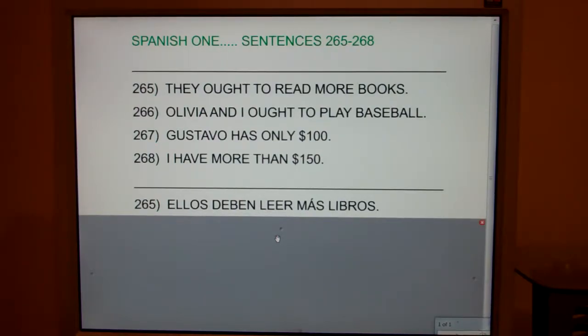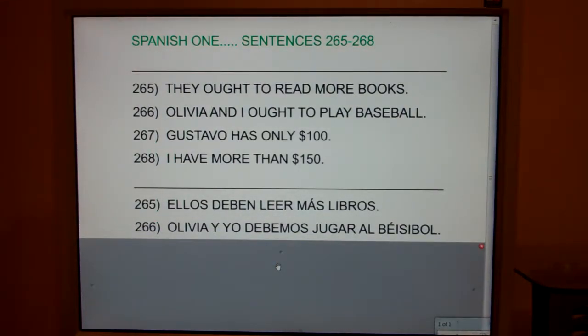266. Olivia and I ought to play baseball. Olivia y yo debemos jugar al béisbol.